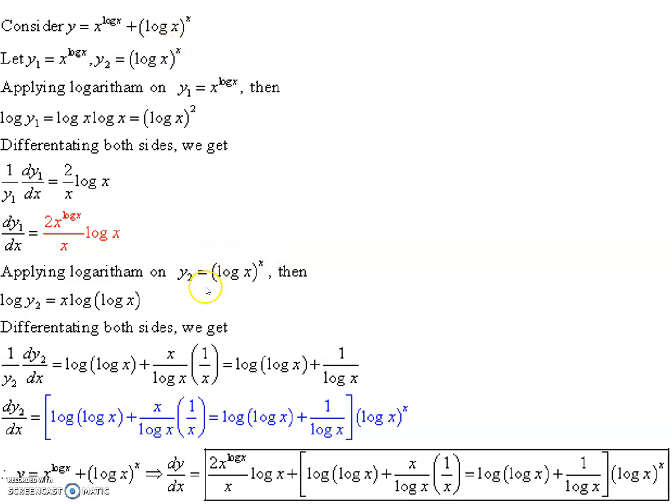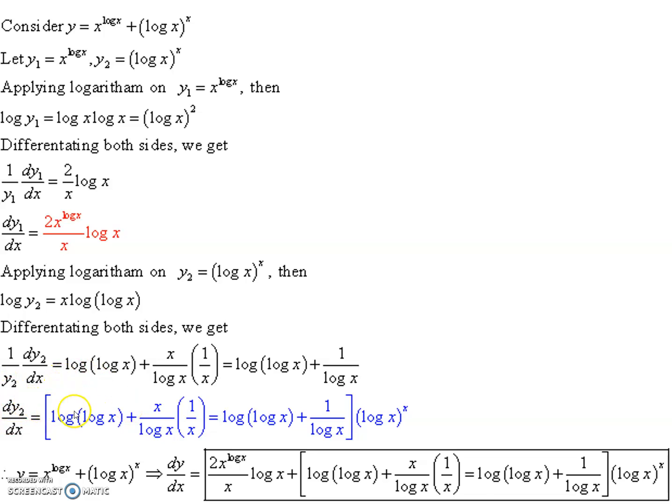Now we have to consider y2. In the previous example we considered u and v, so we apply y1 and y2 here also. y2 is equal to (log x)^x, then log y2 is equal to x log(log x). Differentiate with respect to x on both sides: 1 upon y2 dy2 upon dx is log(log x) plus x times the derivative of log(log x). The derivative of log x is 1 upon x, so it is log(log x) plus x upon x log x, where the x gets cancelled. Final answer: 1 upon log x.